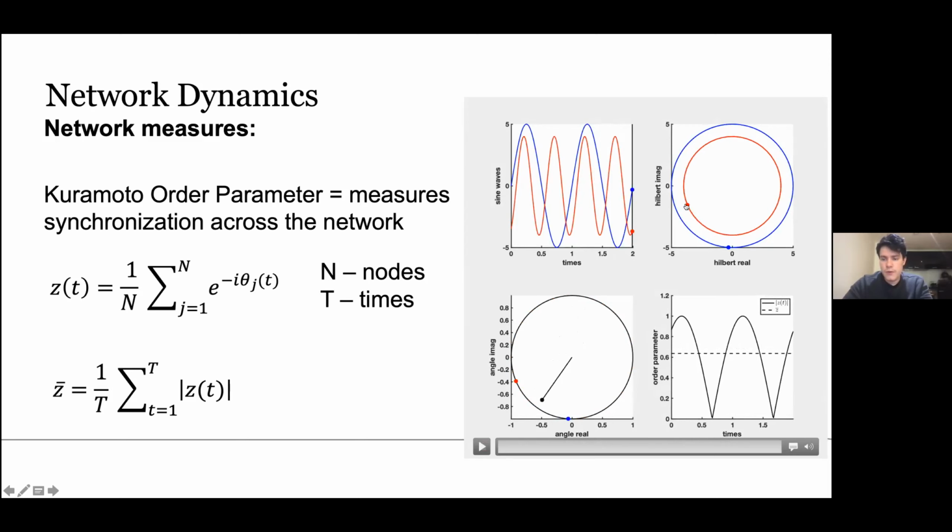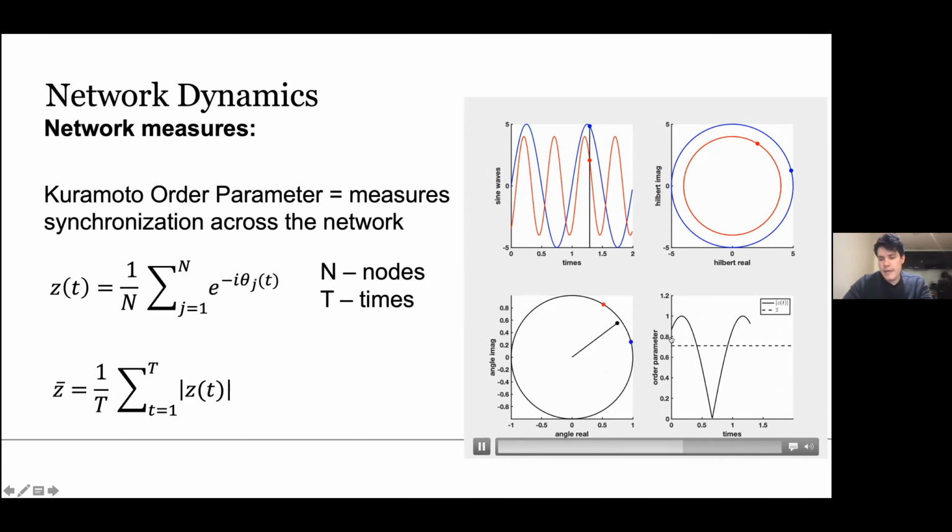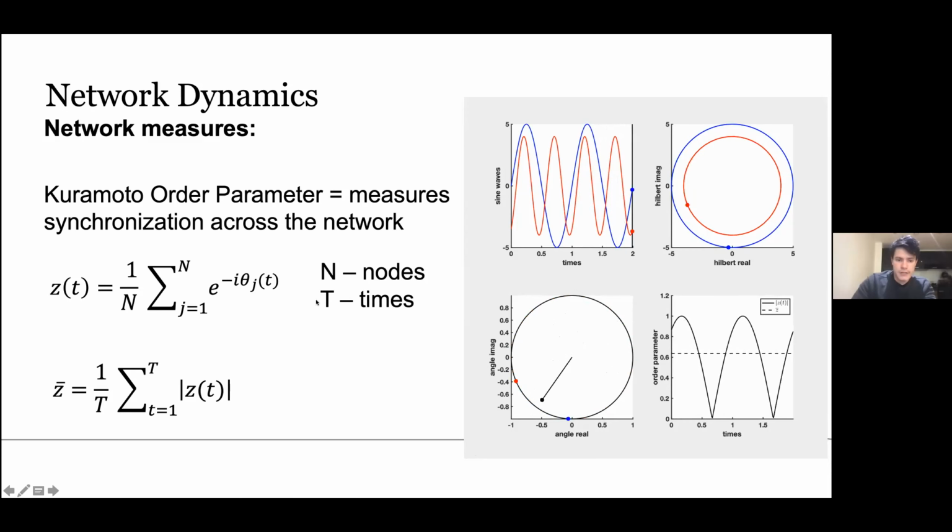And so what we do is we project these onto the unit circle. So that's on the bottom left. And then we add together the values in the complex plane of the two nodes. That gives us a black dot. And the line pointing at the black dot represents the Kuramoto order parameter. So you can see that when the two nodes are far away from each other on the unit circle, the value is small, but when they're close together, the value is large. That value is all plotted over time on the bottom right, and we just take the average over all times. That's the black dotted line. And so this will be our measure of synchronization.